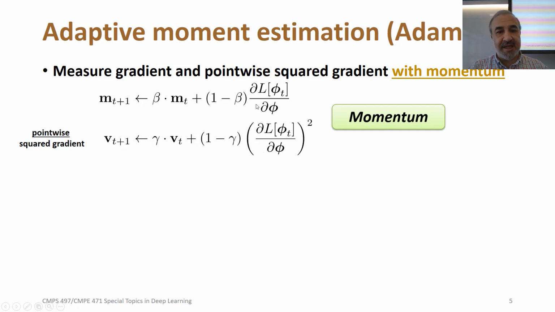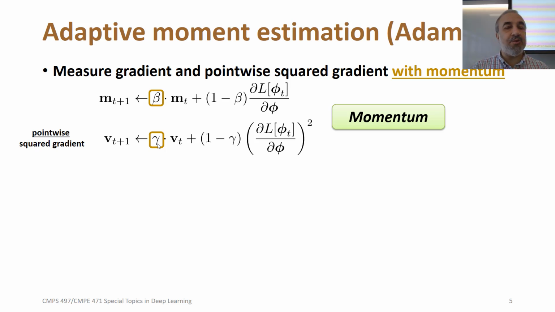Okay, we also take the momentum with respect to the squared gradients. So for the gradient, we take the momentum. For the squared gradient, we also take the momentum. And notice here that the coefficients are different. So these are two different parameters, beta here and gamma here. So these will be considered hyperparameters. Okay, and we'll talk about that later.